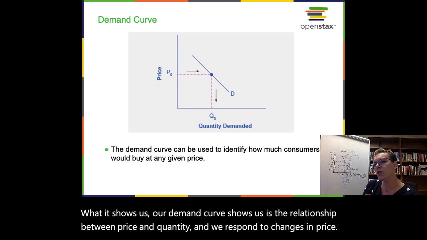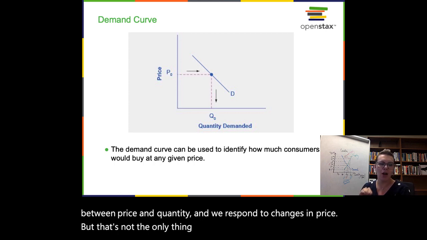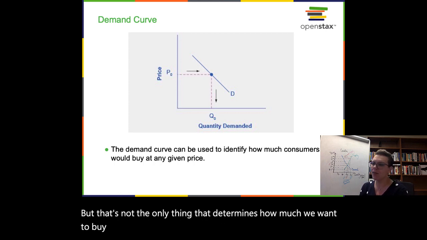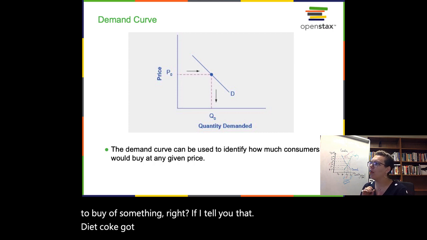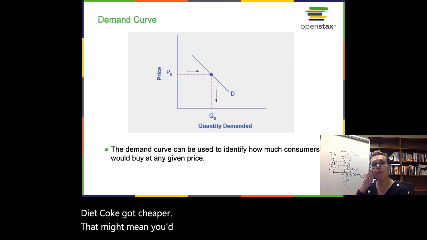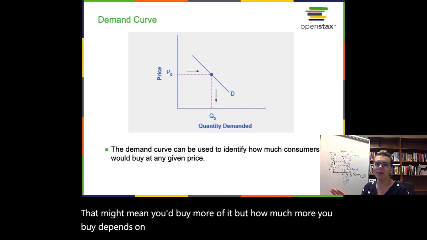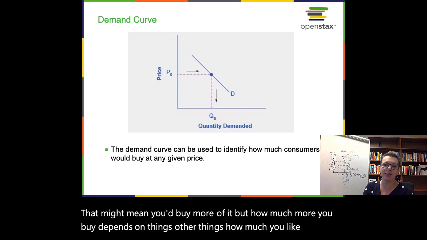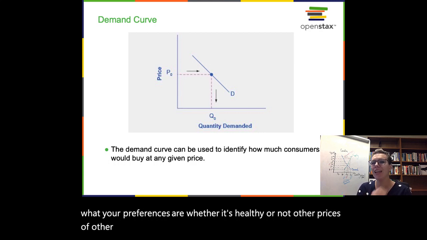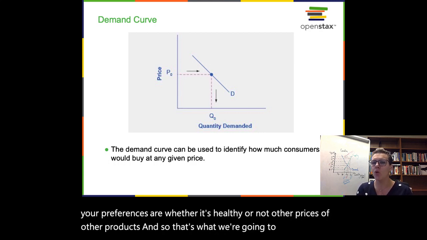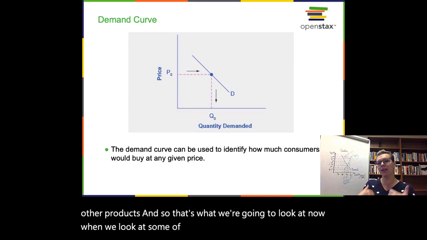But that's not the only thing that determines how much we want to buy of something, right? If I tell you that Diet Coke got cheaper, that might mean you buy more of it, but how much more you buy depends on other things. How much you like Diet Coke, what your preferences are, whether it's healthy or not, other prices of other products. And so that's what we're going to look at now when we look at some of these other determinants of demand.